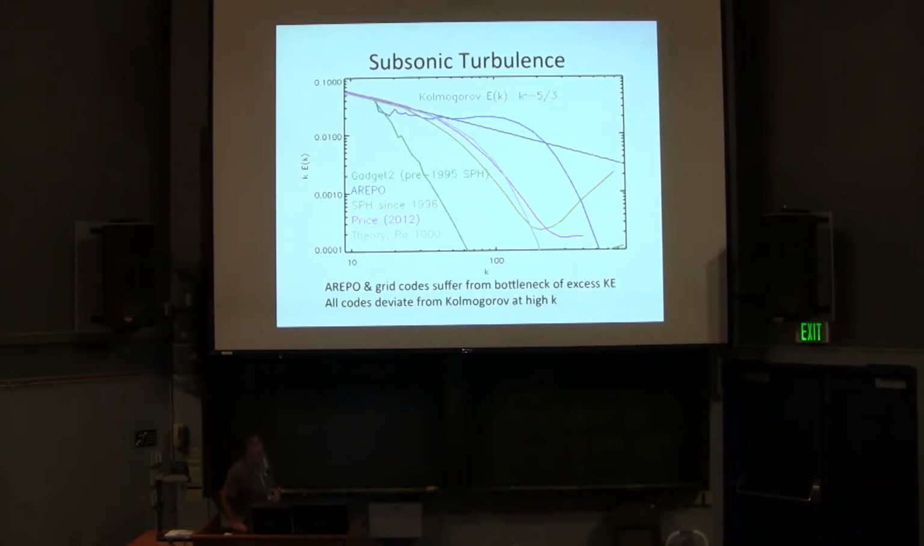And so the bottom line, I think, to take away from this is that all codes actually do deviate from the expectation for infinite Reynolds number, but of course none of them can get anywhere near that. And it's more just a question of which way does the deviation go. Are you preserving more of your energy in small scale kinetic energy, or are you converting it to thermal energy according to a different effective Reynolds number?